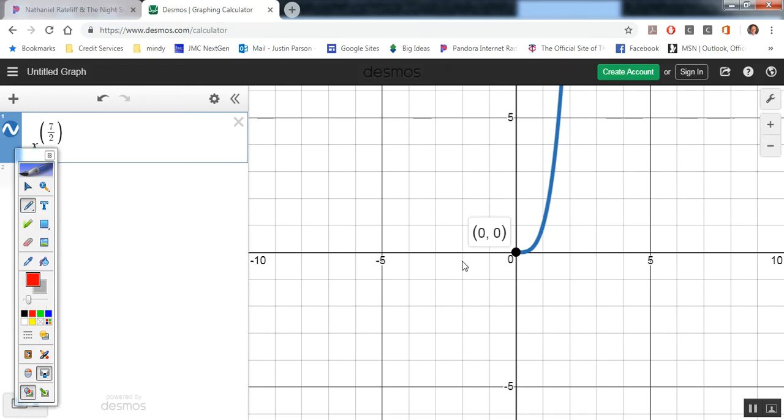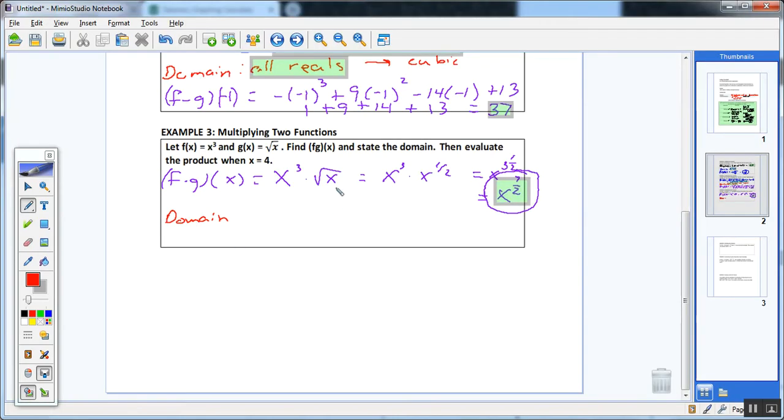All real numbers greater than or equal to 0. Yep. So we're going to have starts at 0, moves to the right. And the reason that holds is because I have a square root right here, don't I? And what kind of numbers do you want in here for square roots? Only positives. Okay, so the domain, x values greater than or equal to 0. Now we have to evaluate f times g of 4. No problem. This becomes 4 to the 7/2 power.